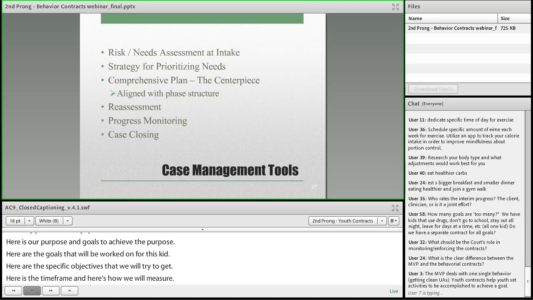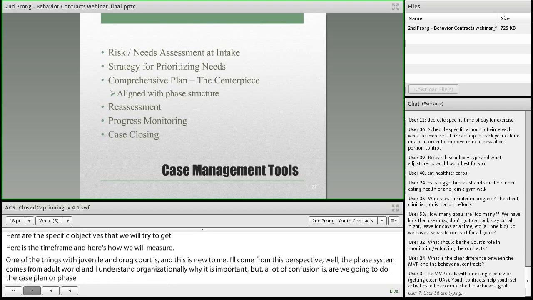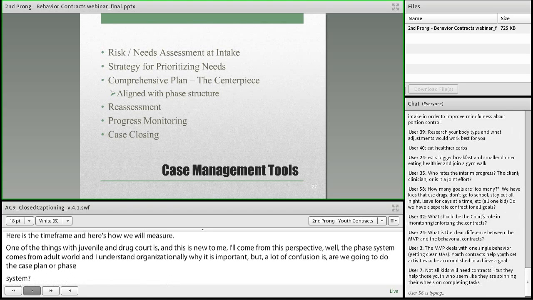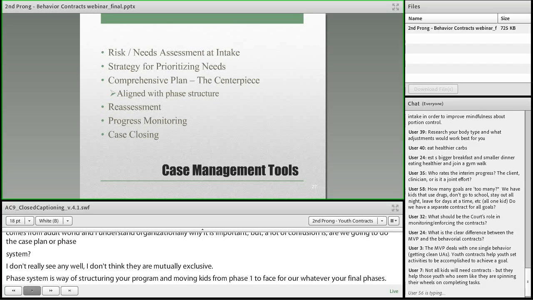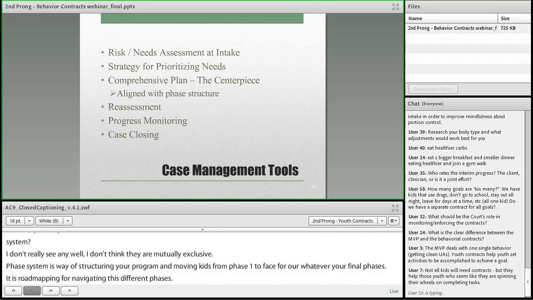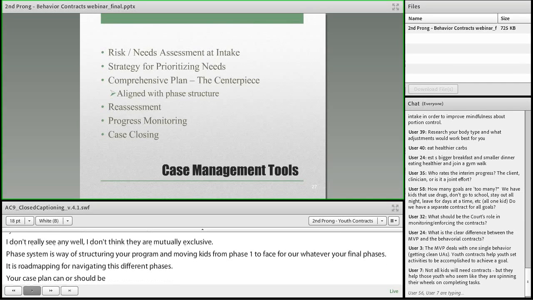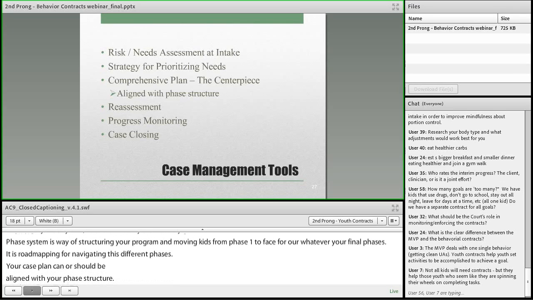The phase system is a way of structuring your program and moving kids from phase 1 to phase 4, or whatever your final phase is. But the case plan is a roadmap for navigating those different phases. So your case plan can or should be aligned with your phase structure and help define how kids move from phase to phase, what you expect them to achieve in the different phases as they move through the process.